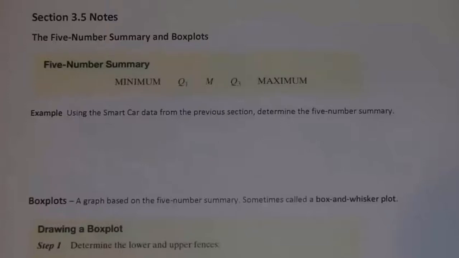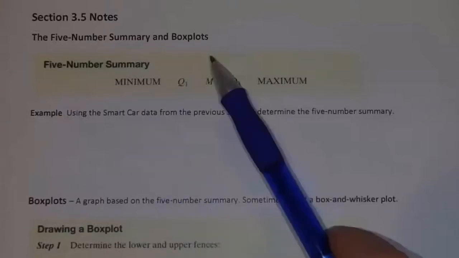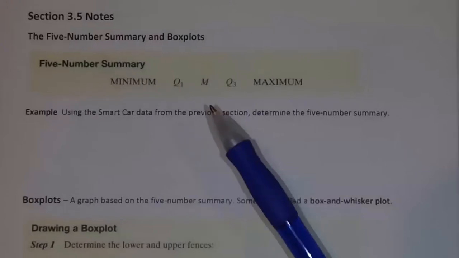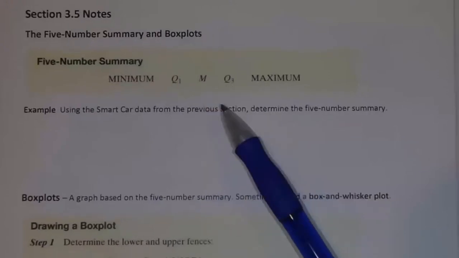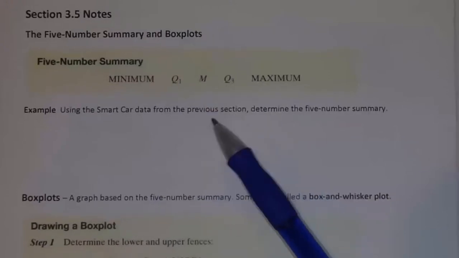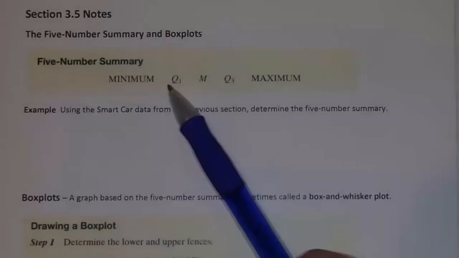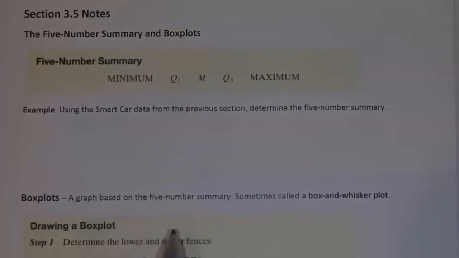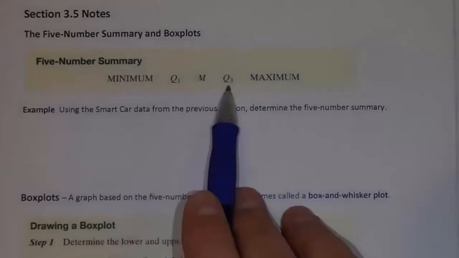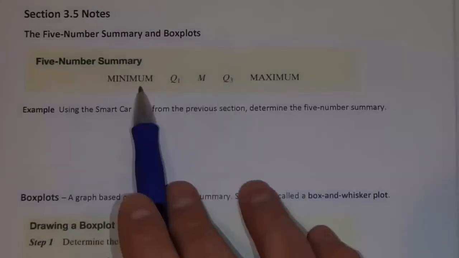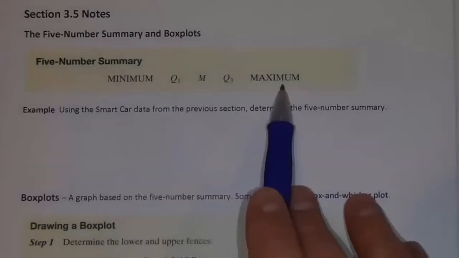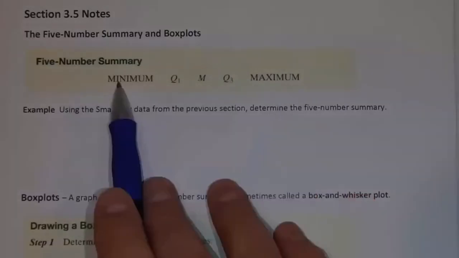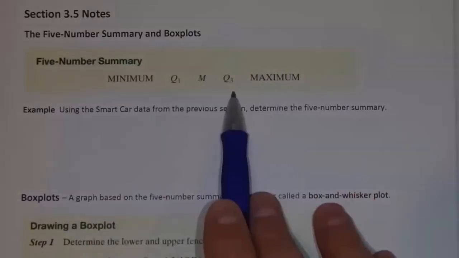If we look at section 3.5, we really just have two items that are in this section, very related to section 3.4. First of all, we have the 5-number summary. The 5-number summary is the 3 quartiles along with the smallest data value and the largest data value. So the minimum, the maximum, and then the 3 quartiles.